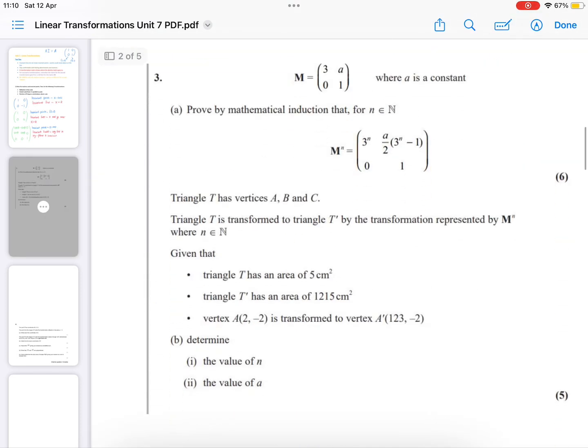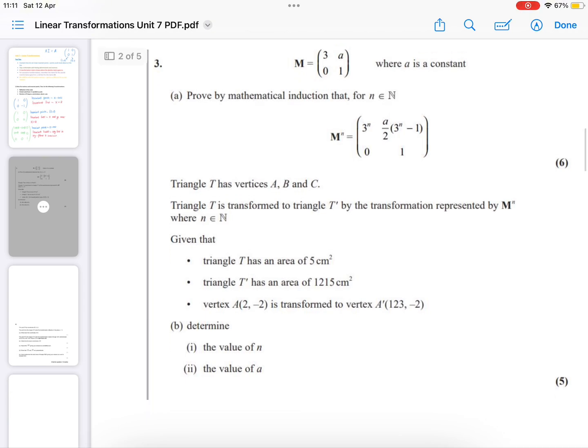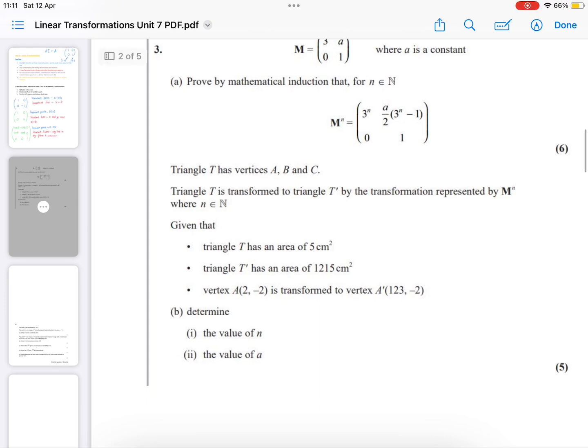Moving on to the next question, which is in fact question 2, not question 3. First of all, we've been given a matrix, and we've been given a question to prove by induction a statement about that matrix. I will go through this, but there'll be more practice on that in the next video on proof by induction. And then we've been told some details about what that matrix represents from an actual linear transformation perspective.